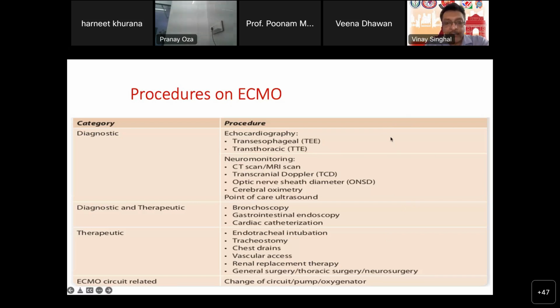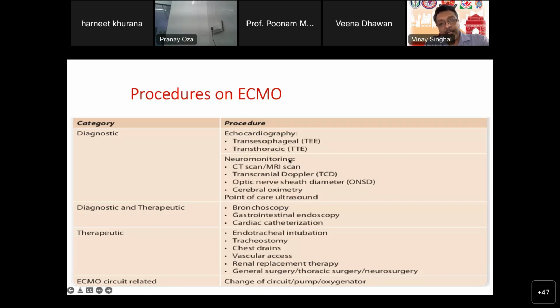MRI scan we can't do here. CT scan we can definitely do, and we need to transport the patient most of the time. In our setup, in our country, most of the patients need transport to the CT console, though certain centers still have bedside CT scans. So in most centers we still transport these patients for the CT scan.